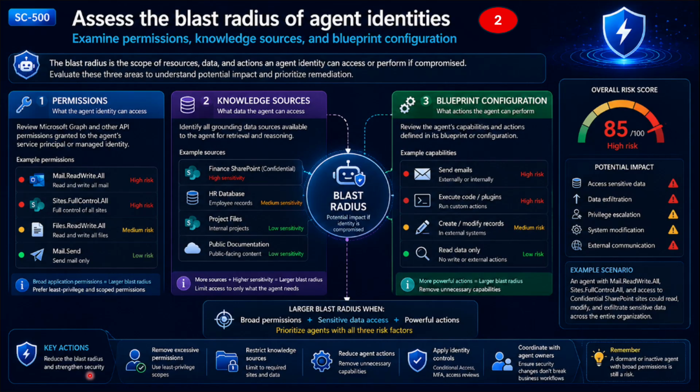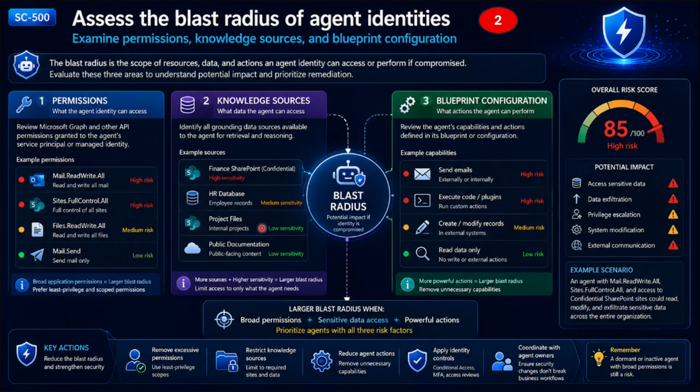Just keep in mind that a dormant or inactive agent with broad permissions is still at risk. So regarding the life cycle of agents, if an agent is not used anymore, then you should remove it or disable it or do anything to that effect. So we saw a little bit of all that in the previous video, and here we're looking more at that.